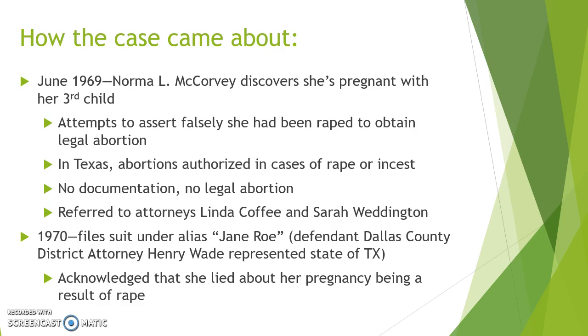Unfortunately for her, she was unable to get the legal abortion because there was no documentation of her rape, so they could not provide it for her, and she actually attempted to get an illegal abortion, but the clinic she was going to go to got shut down. Shortly after that, she was referred to attorneys Linda Coffey and Sarah Weddington, and in 1970 they officially filed a lawsuit under the alias of Jane Roe against District Attorney Henry Wade, who represented the state of Texas.